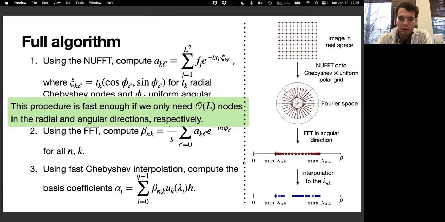But the main points here turn out to be two. One is that this actually computes what we want, so B star applied to the image. And the second point is that if we end up not having to use too many grid points in this intermediate grid, then it's going to be fast enough. It turns out that if we prove that in this product grid we only need order L angular nodes and order L radial nodes, then we're going to end up with a total complexity of L squared log L.